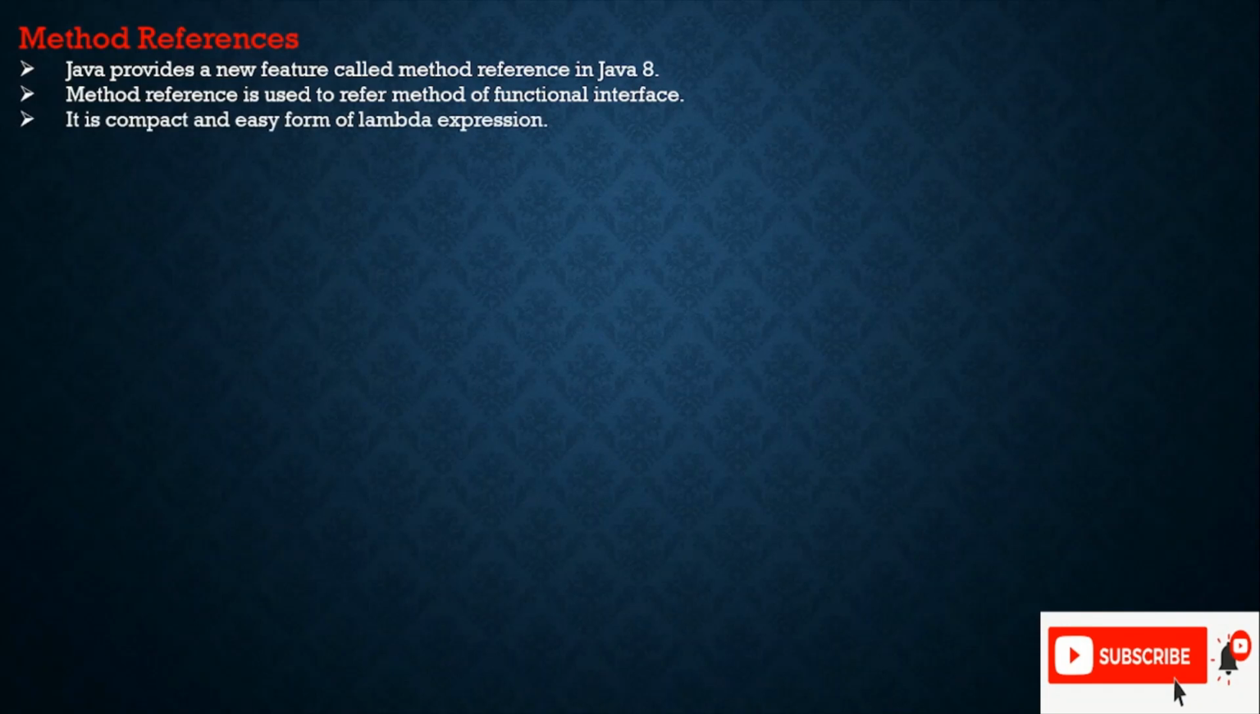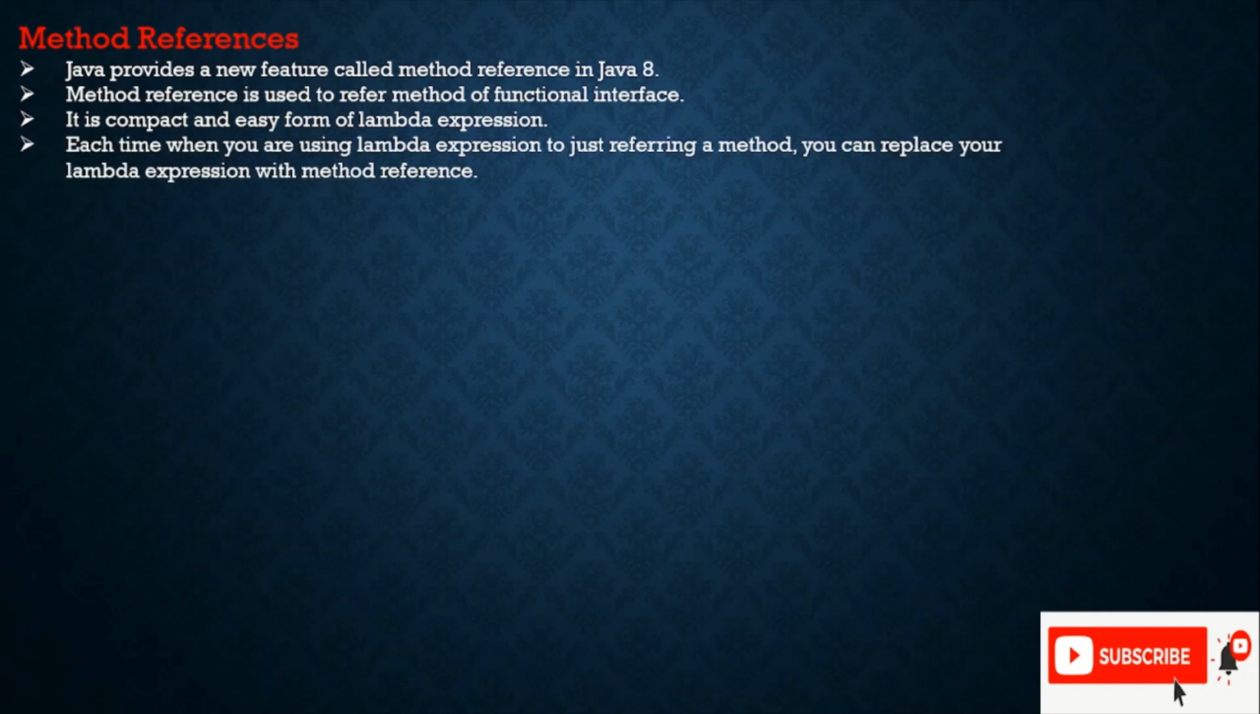When we provide the implementation with a Lambda expression, it makes our code clumsy. But method reference provides a compact and easy form of Lambda expression. Our code will be concise and clearer than with a Lambda expression. I will show you how. Whenever we are providing the implementation, we can refer to a method that already exists.